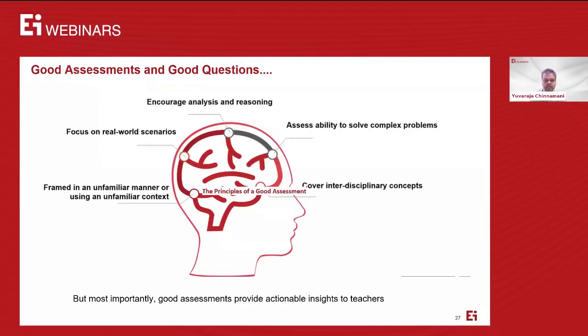All these principles work together toward one crucial outcome, that is, providing actionable insights to teachers. When assessments are well designed, they don't just give grades, they give teachers specific information about what their students understand, what they are struggling with, and what misconceptions need to be addressed. This transforms assessment from a judgment tool into a learning tool that guides instruction and helps every student succeed.